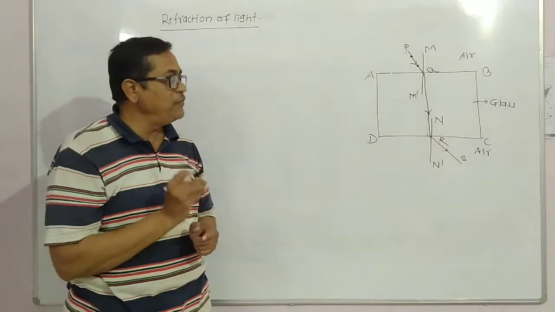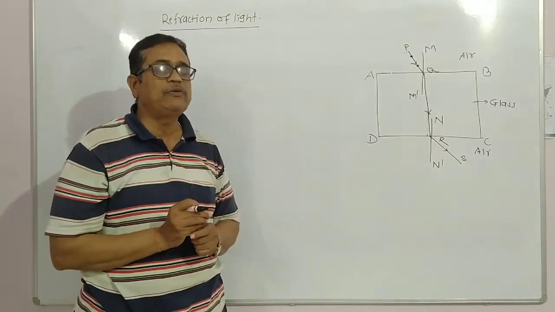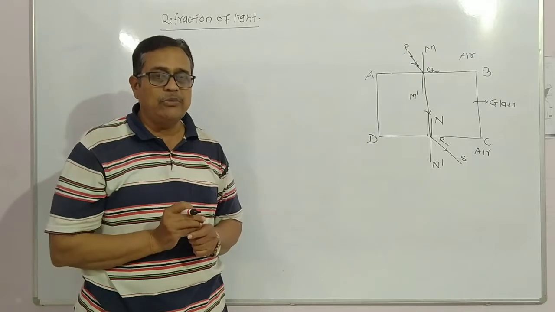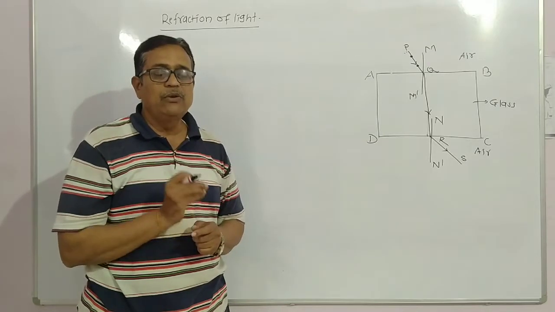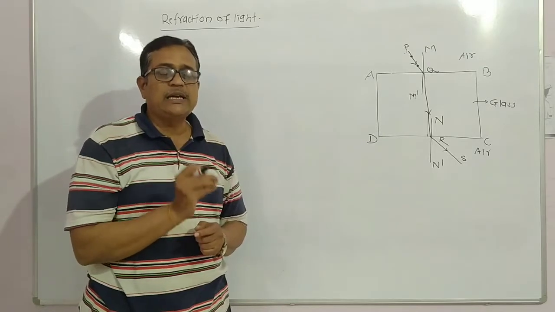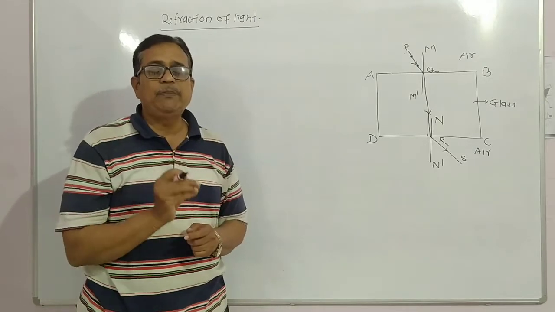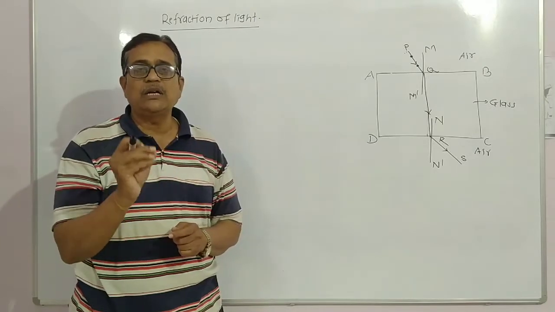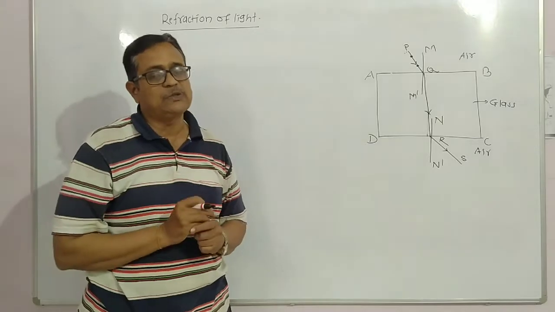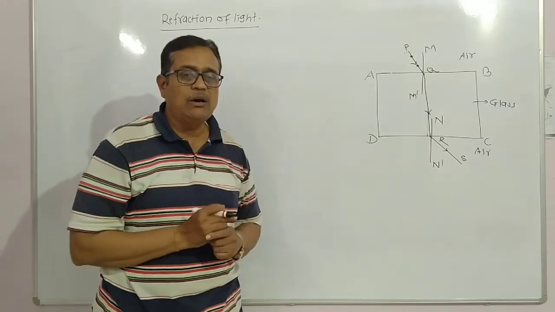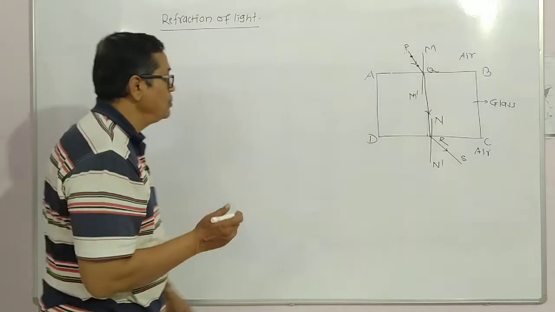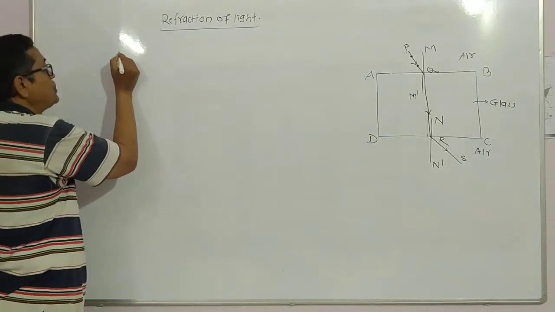Means what is the refraction of light? What is the definition of refraction of light? The phenomenon in which light changes the direction when it passes from one transparent medium to another transparent medium is called refraction of light. Look here, what is refraction of light?